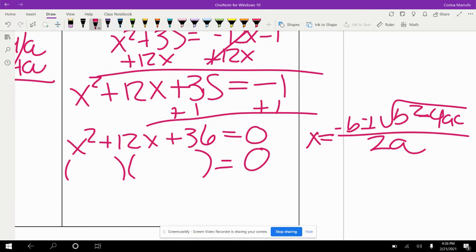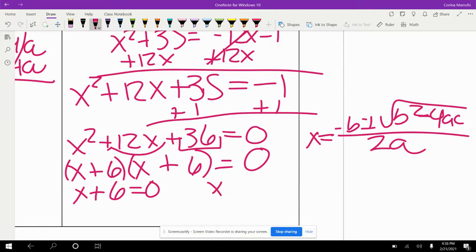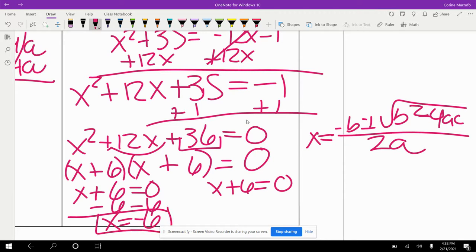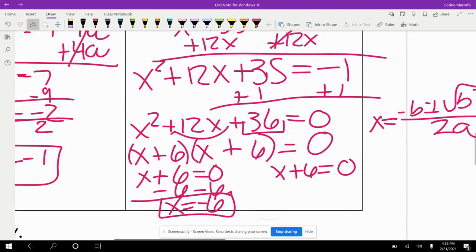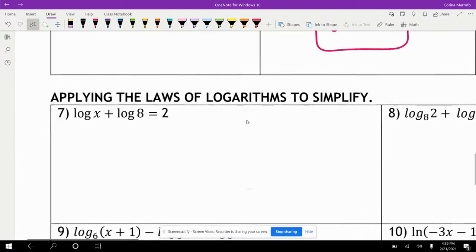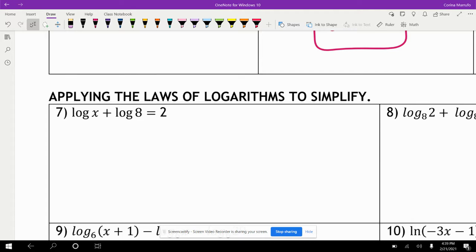So if I factor, x times x gives me x squared, and then we're looking for two numbers that multiply to give us 36 but add up to 12. So 6 times 6 gives me 36, and they would also add up to 12. And then you set each one equal to 0. So x plus 6 equals 0, and x plus 6 equals 0. So technically on this one, it's going to give us the exact same answer. So minus 6 means x equals negative 6. And that's how you solve your equation when it's a quadratic. And that's it.